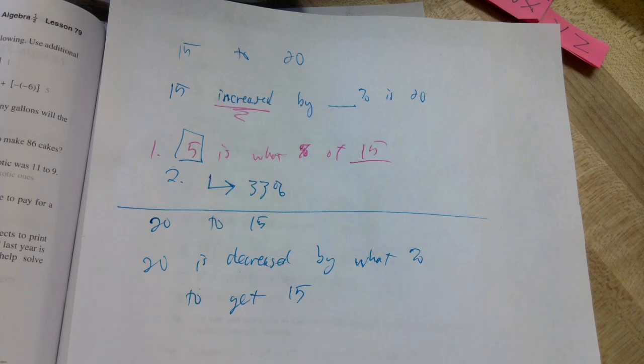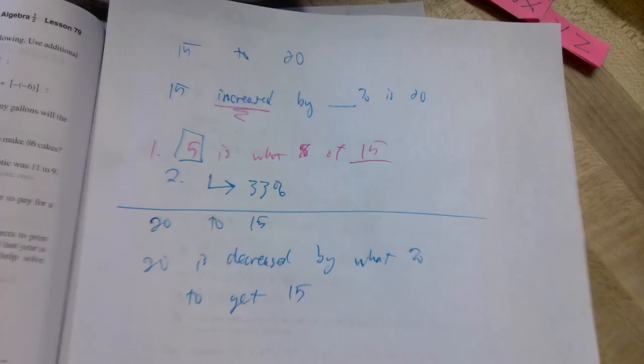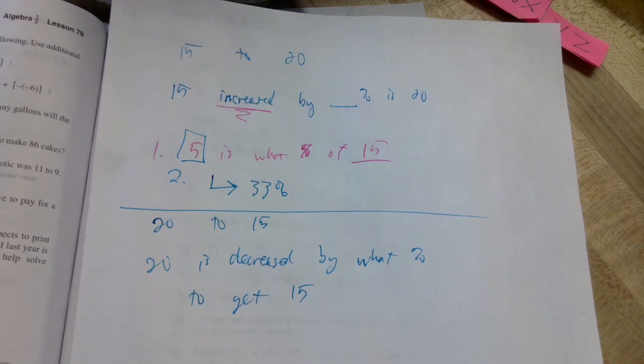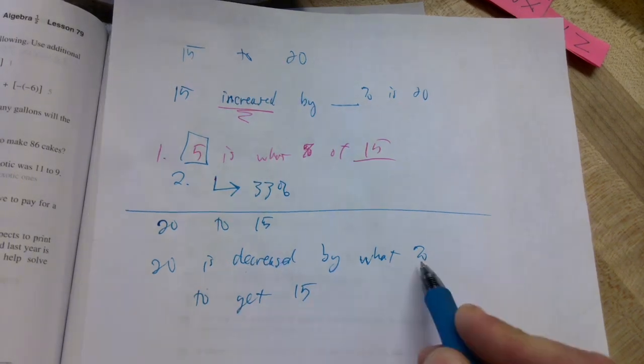So to go from 20 to 15, 20 is the start. 20 is the one that's going to gain or lose a percentage of itself. 15 is just the outcome. Okay? Am I making any sense here by talking about the starting value and then the outcome? The starting value is what the percentage change is applied to. So, 20 is decreased by what percent to get 15?